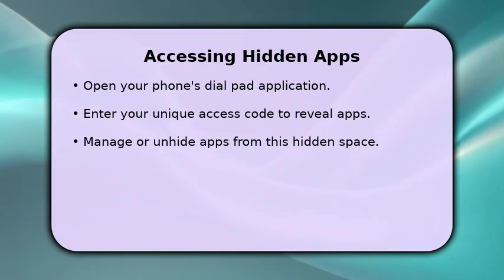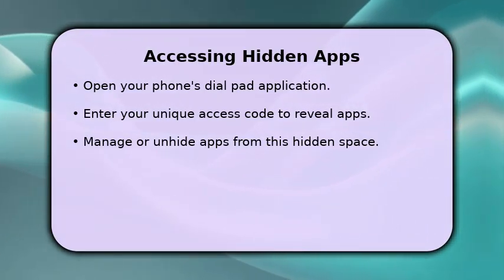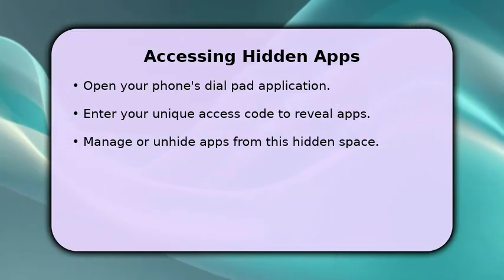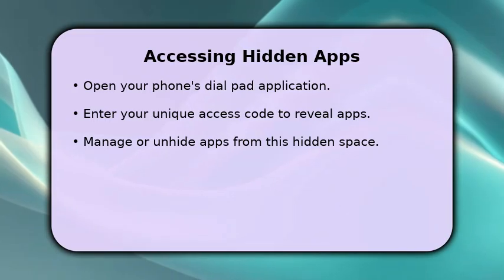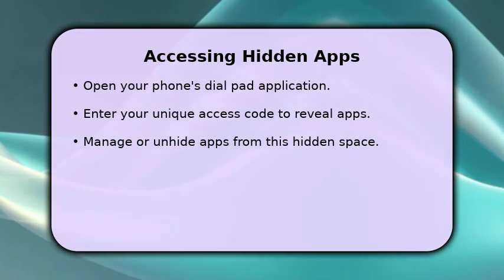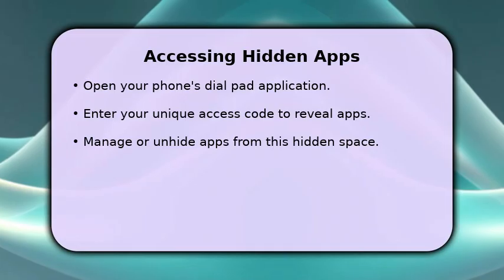Accessing your hidden applications is quite simple. Open your phone's dial pad just as if you were making a call. Enter the unique access code you created earlier, which typically starts and ends with a hash symbol. Once entered, a hidden folder will appear, revealing all your concealed apps. From here, you can open them or choose to unhide them if you wish.